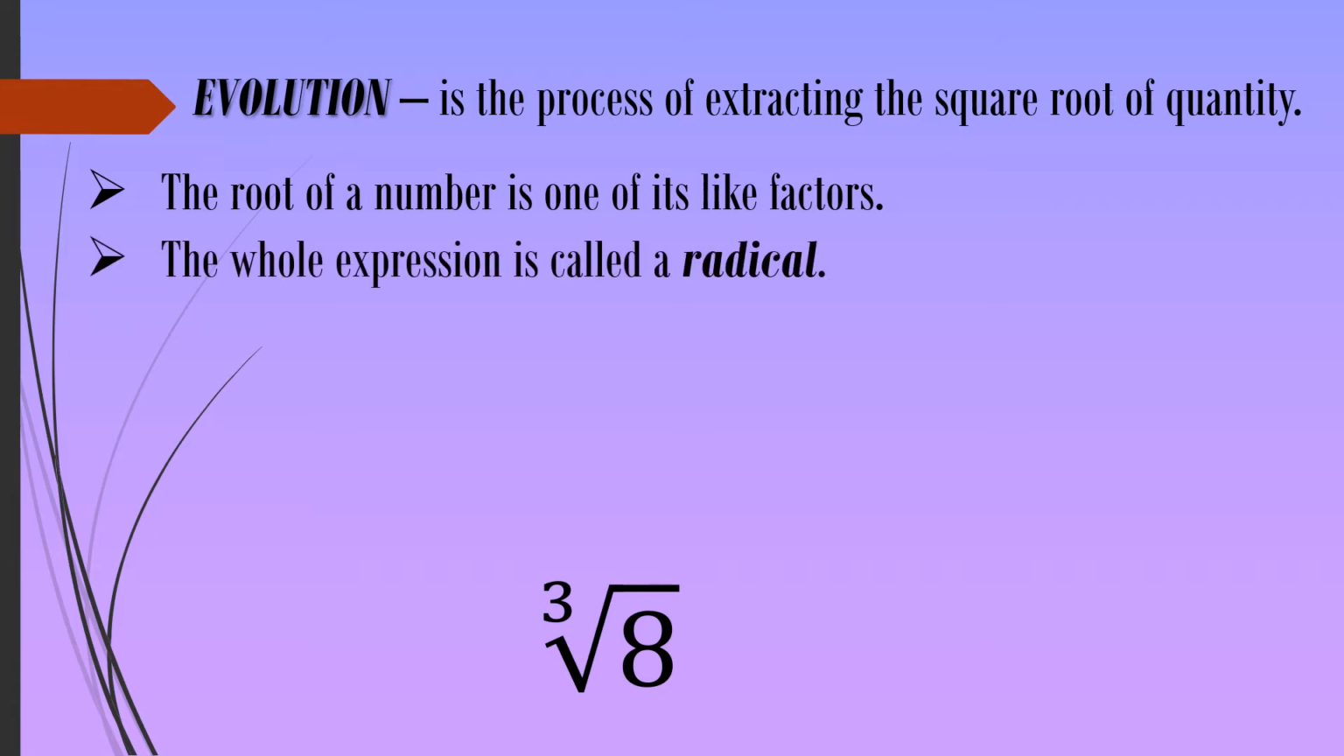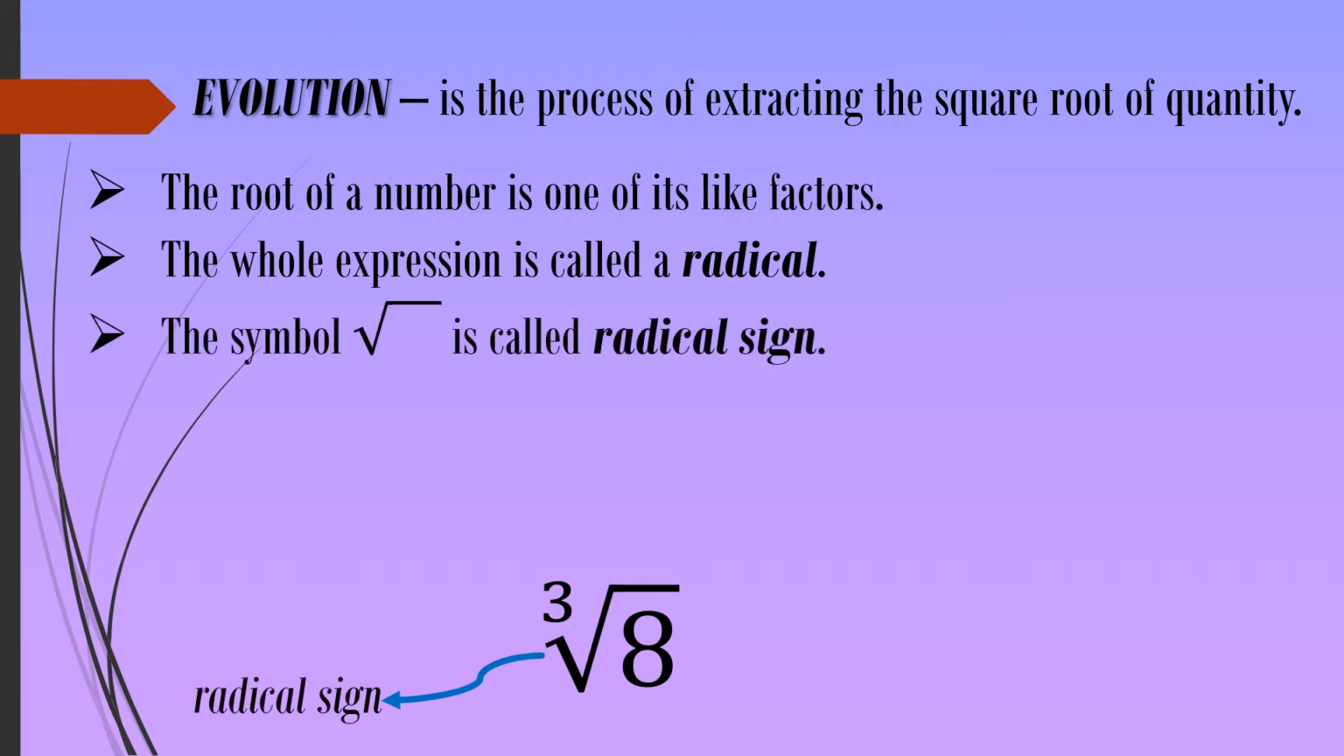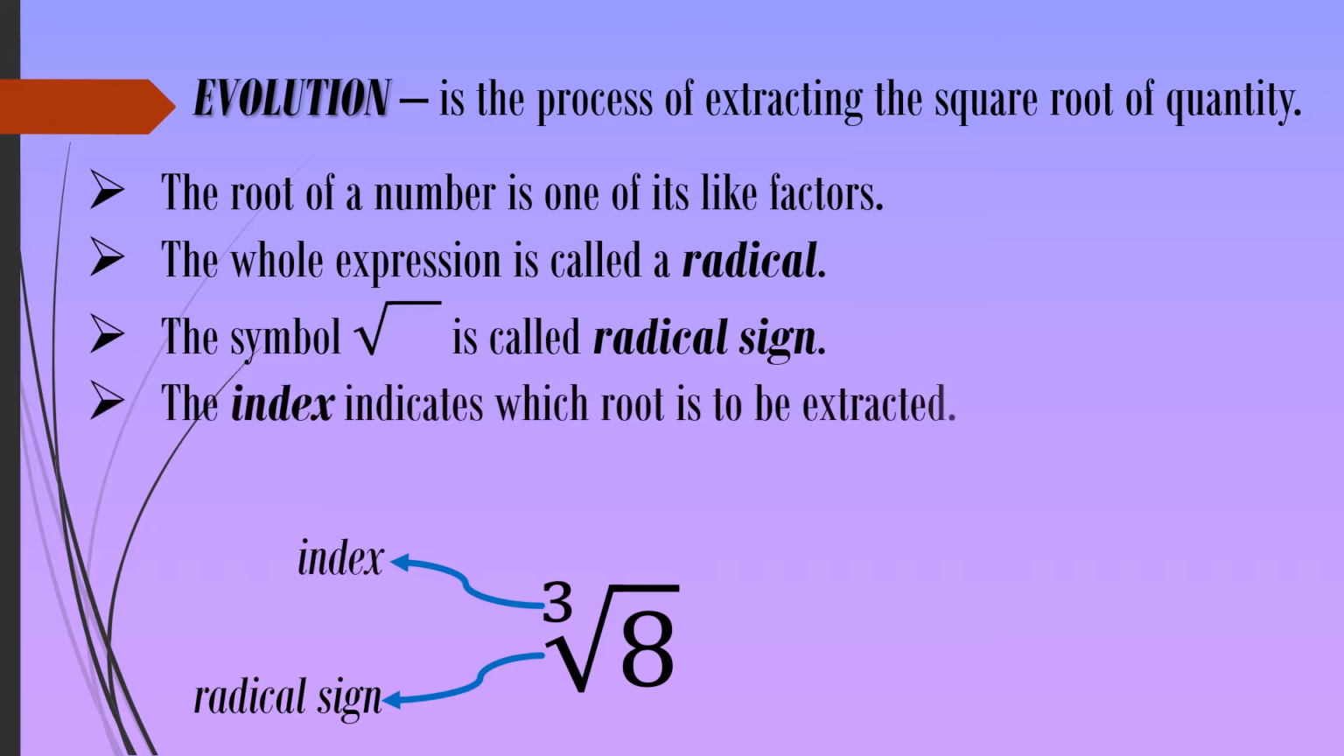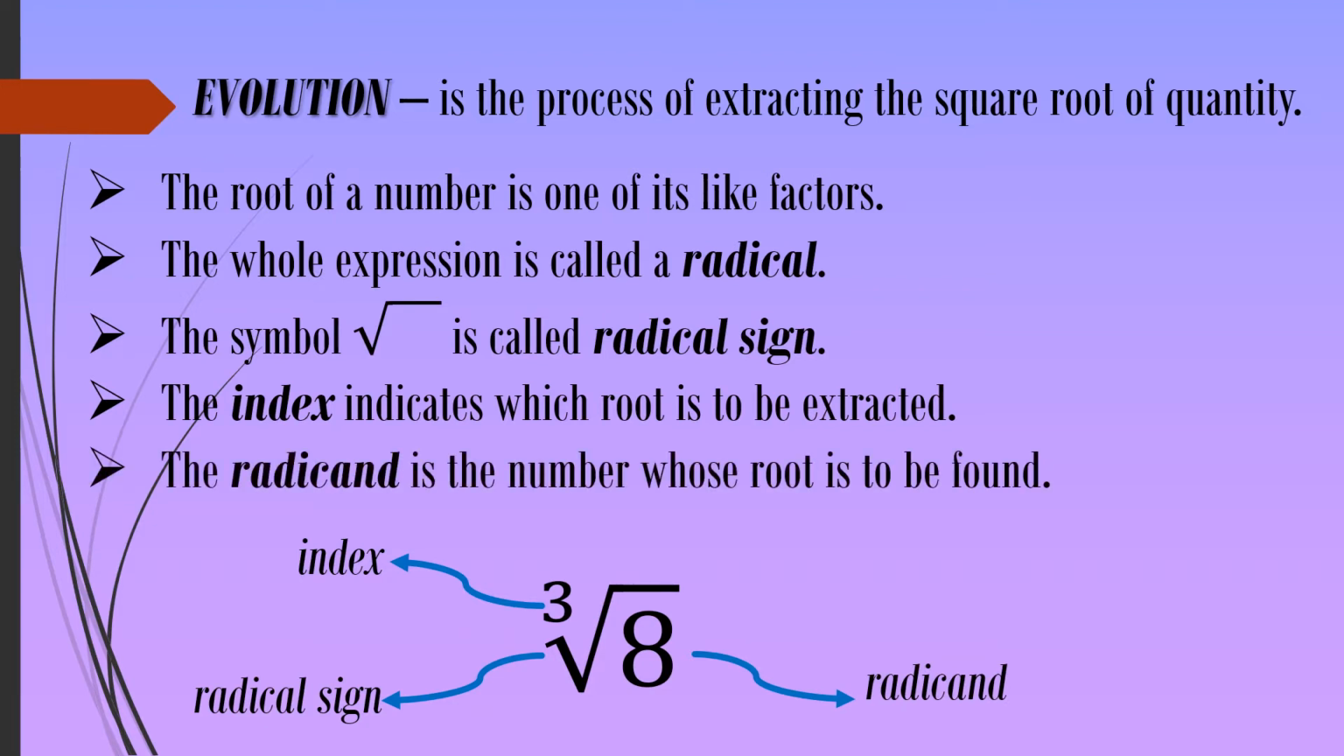So first, this whole expression is called the radical. This is called the radical sign. So that symbol is the radical sign. Next, this number 3 is called the index. And what is the index? The index indicates which root is to be extracted. And last, this number 8 is called the radicand. And the radicand is the number whose root is to be found. So, iyan yung mga parts ng given radical.